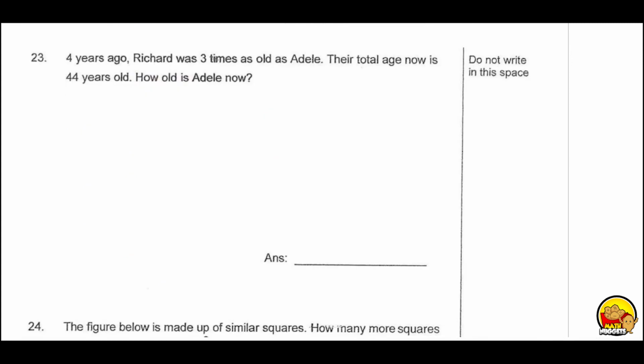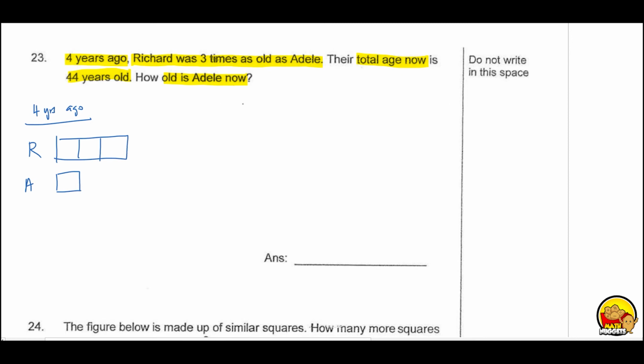Question 23, an age question. 4 years ago, Richard was 3 times as old as Adele. Their total age now is 44. And we want to find Adele's age now. Let me put down the information. I'm going to draw the model for 4 years ago. We're comparing Richard and Adele. Richard is 3 times as old as Adele. So the model for 4 years ago looks like that.